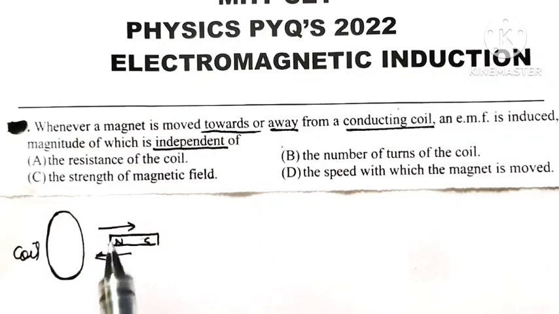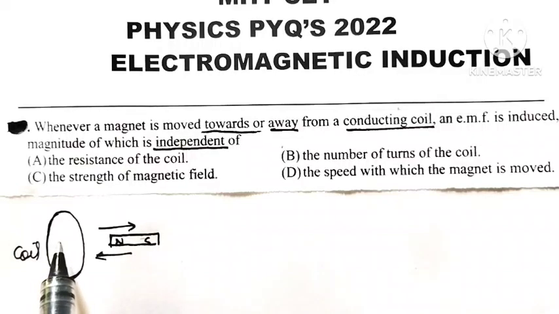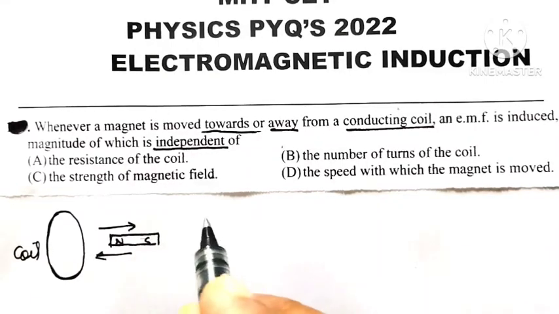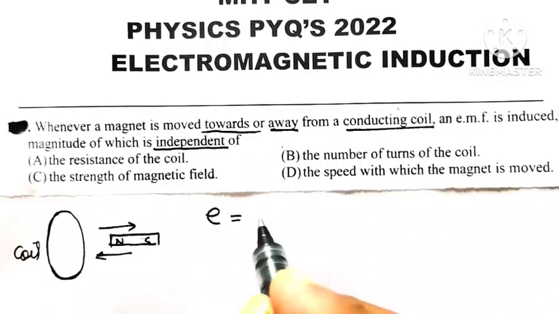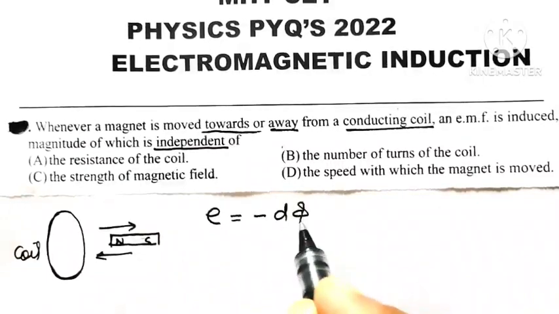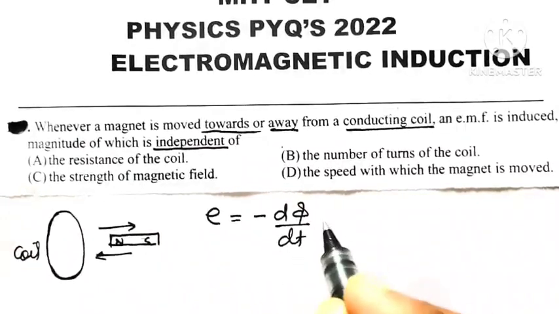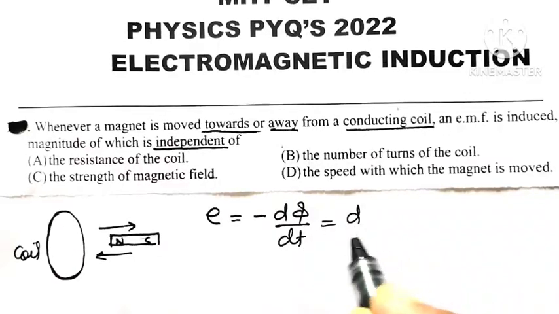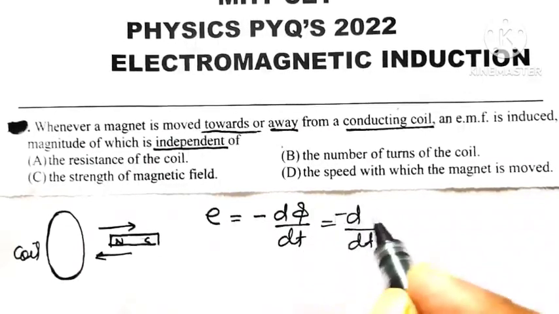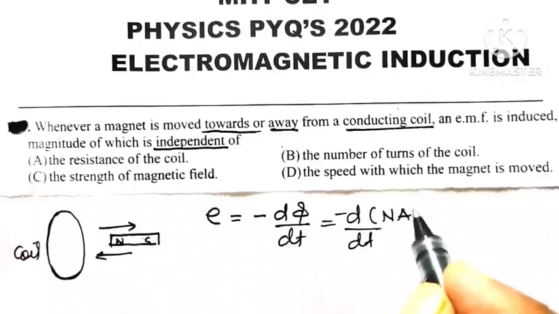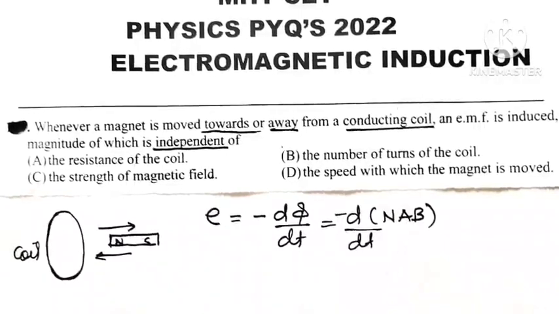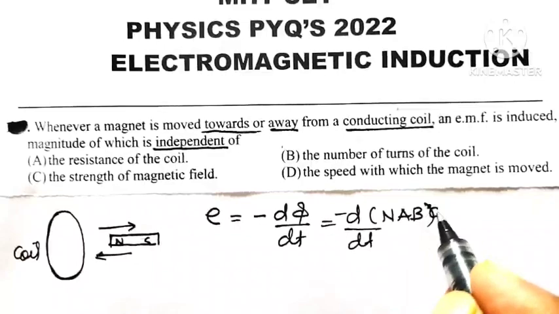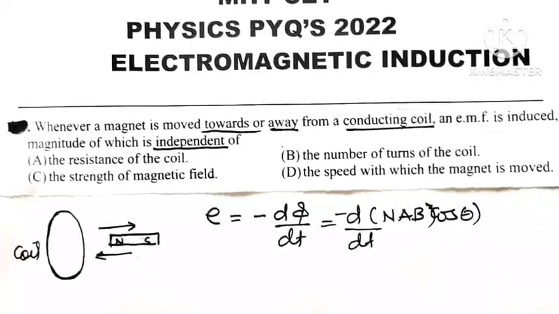In both cases, due to the motion of the magnet, the flux associated with the coil changes and an EMF is induced in it, and that EMF induced is -dφ/dt. But the flux φ is equal to what? NAB. Flux φ is equal to NAB cos θ. Or E is equal to -d/dt of NAB cos θ.